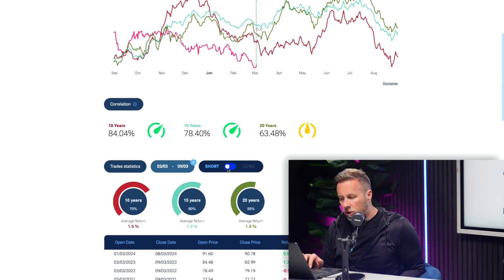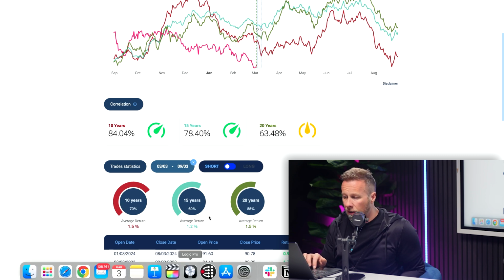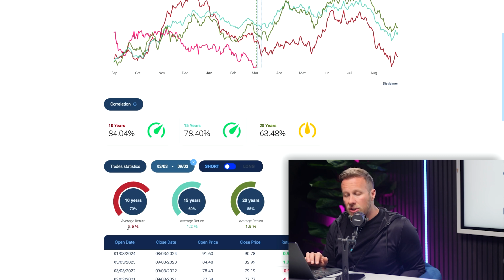So a short position between the 3rd and the 9th of March, okay, which is any time from today till the 9th. And the average return of being short is 1.5%, right? 1.5, 1.2, 1.5% over the last 20 years, 15 years, and 10 years. So I'm already on the high probability side of the market.